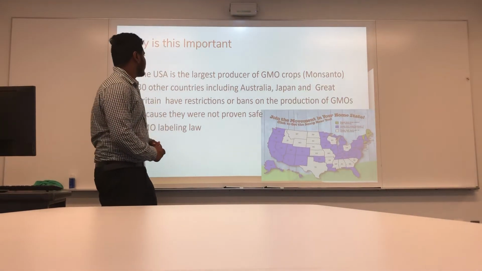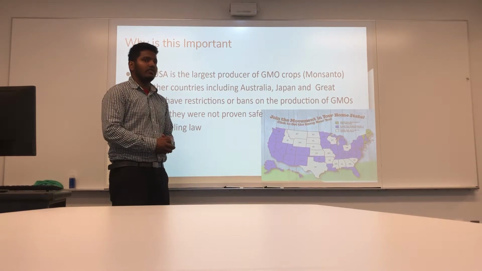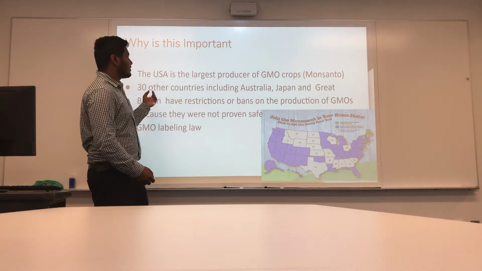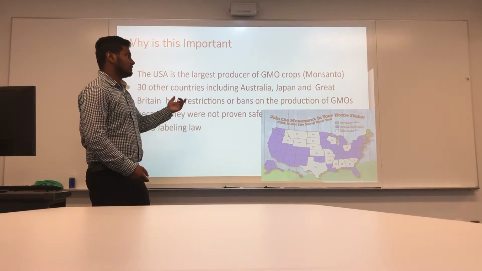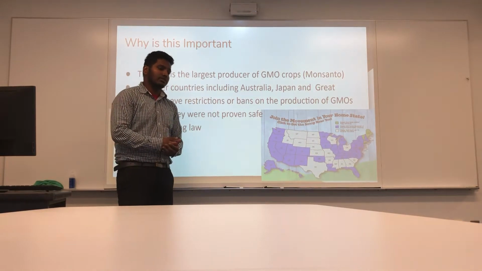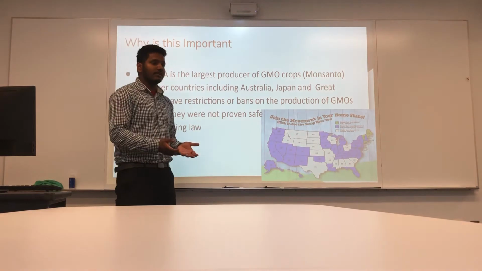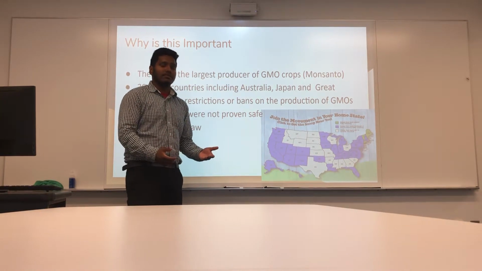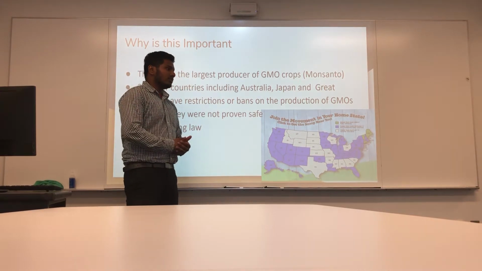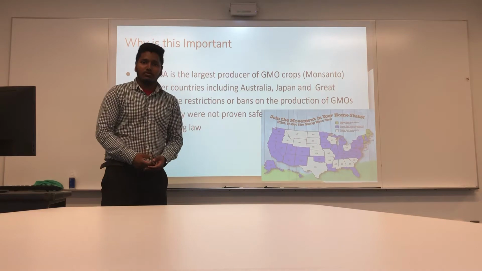Now, why is this important? Because the USA is the largest producer of GMO crops, but yet we don't have clear and defined laws. Because 30 other countries, which are all developed countries, including Australia, Japan, and Great Britain, have restrictions or bans on GMOs. And because they're not proven safe, we don't know the long-term effects. But as we can see, the US doesn't have a definitive GMO labeling law, which is pretty concerning.